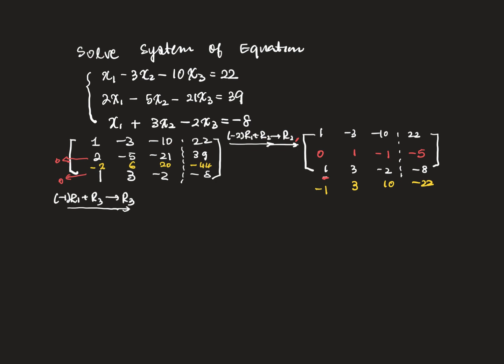We're changing R3. Add together: 0, 6, 12, 30. Sorry, make sure these are positive. Here is a 12, here is a 30. Everything else is the same: 1, -3, -10, 22, and 0, 1, -1, -5.